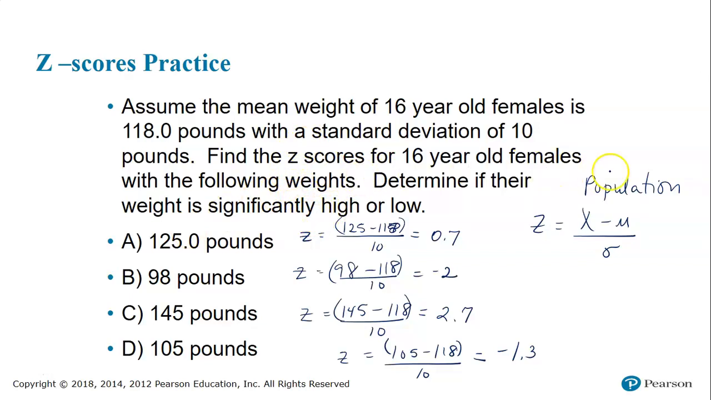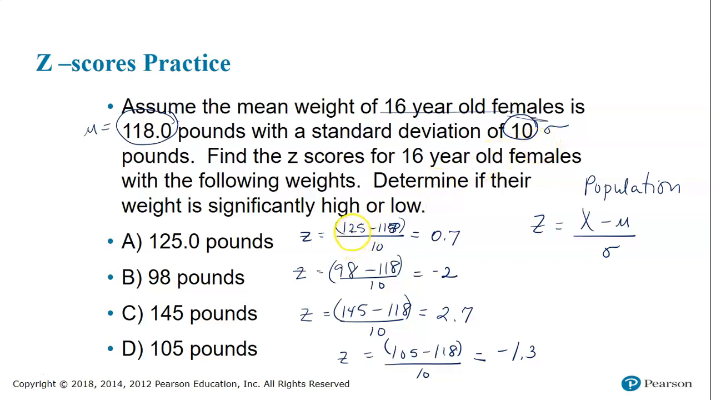One thing I want to mention is we would actually on this problem be using the population formula for calculating a z-score, which is x minus mu divided by sigma. The reason for this is that we're not referring to a sample in this. It says assume the mean weight of 16-year-old females. So we're basically thinking that this is all 16-year-old females. And so that mean weight would be the 118. So that's going to be my mean of the population, which is mu. And this is going to be my population standard deviation, which is sigma.